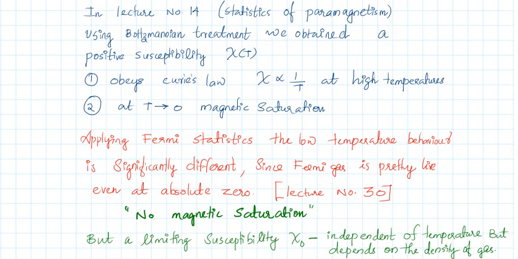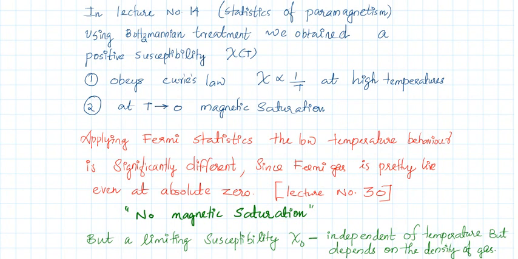But if you are applying Fermi statistics, the low temperature behavior will be significantly different, because for a Fermi gas we know that it is pretty lively even at absolute zero. For a Fermi gas, even at absolute zero, the particles are spread over a set of levels up to the Fermi level. But in the case of a Bose gas, all the particles will be in the ground state. But for a Fermi gas, there is a spreading of particles even at absolute zero. So the system is pretty lively, and the behavior at low temperature will be different.